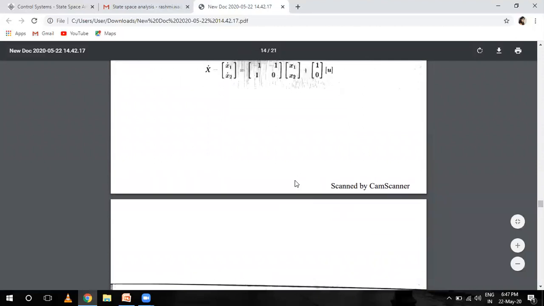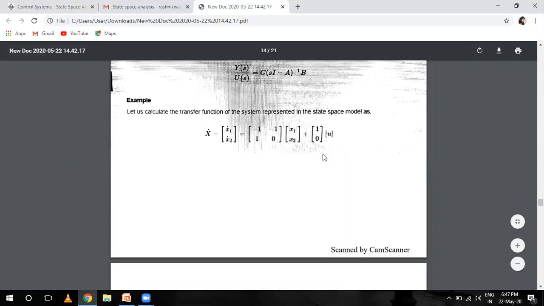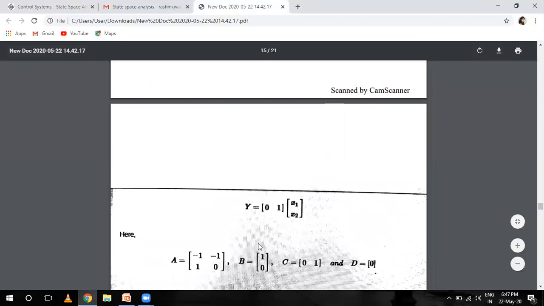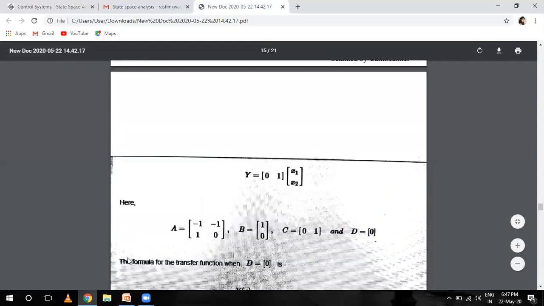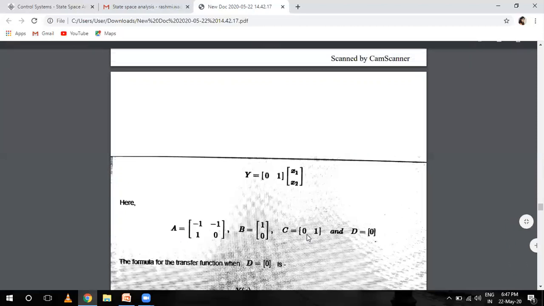Now let us calculate the transfer function of the system which is represented in the state space model as this one. आपको दिया है क्वेश्चन में, ये गिवन है [x1 dot; x2 dot] is equal to [-1 -1; 1 0] [x1 x2] plus [1 0] u. Y is equal to [0 1] [x1 x2]. So from the above equation we can calculate A is equal to this one, B is equal to this, C is equal to [0 1] matrix, and D is equal to 0.